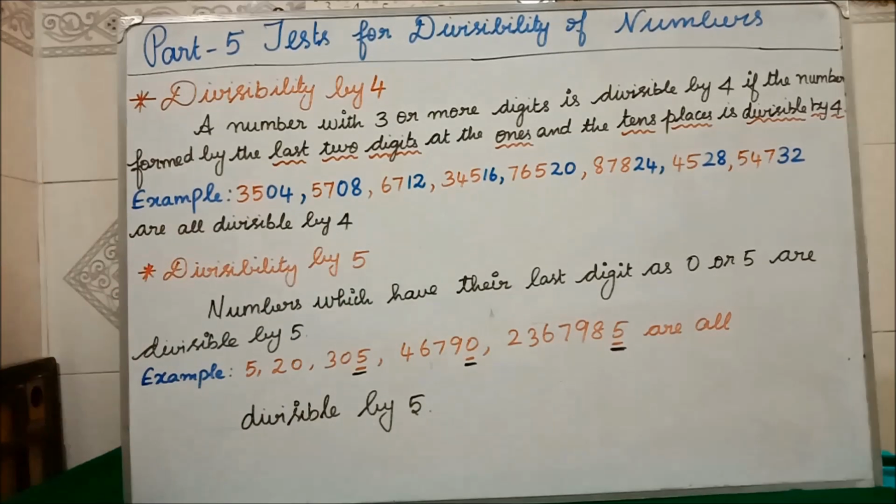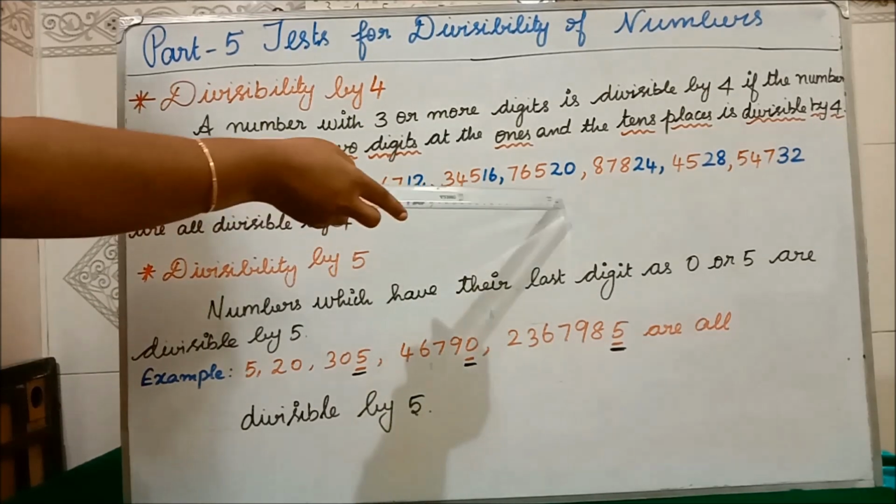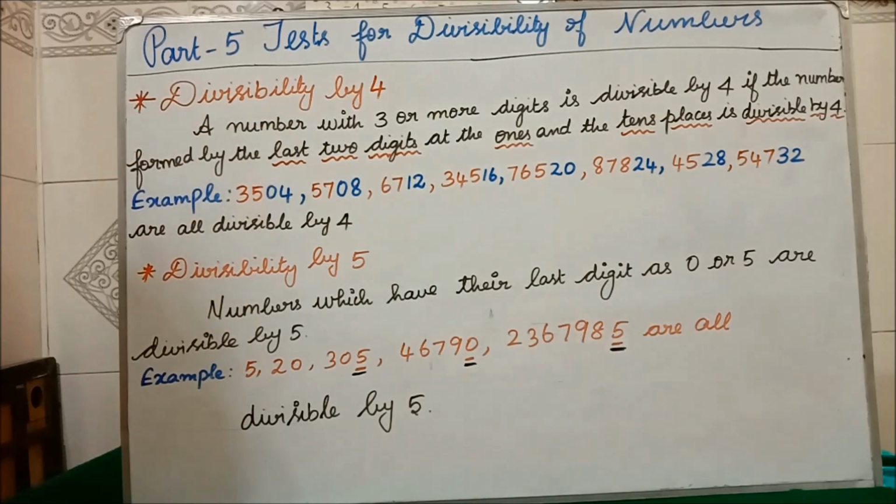Here 6712. The last 2 digits here are what? 12. 12 is divisible by 4. So 6712 is again divisible by 4. Similarly, see the last digits of each number: 16, 20, 24, 28, 32.